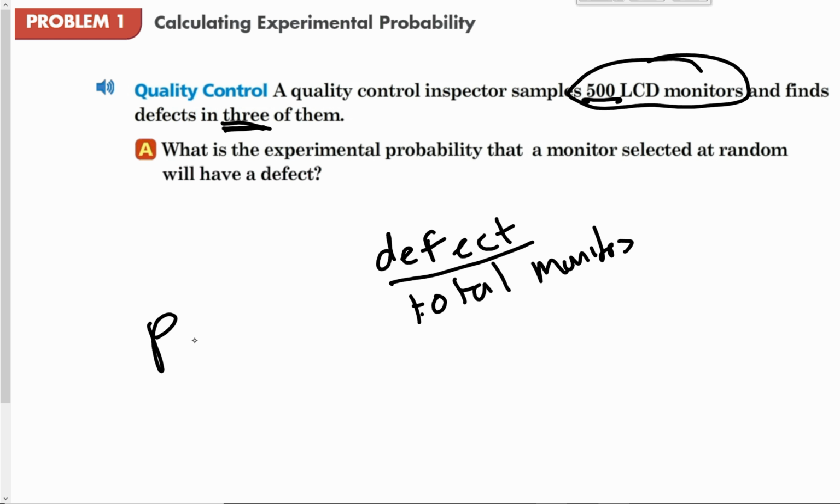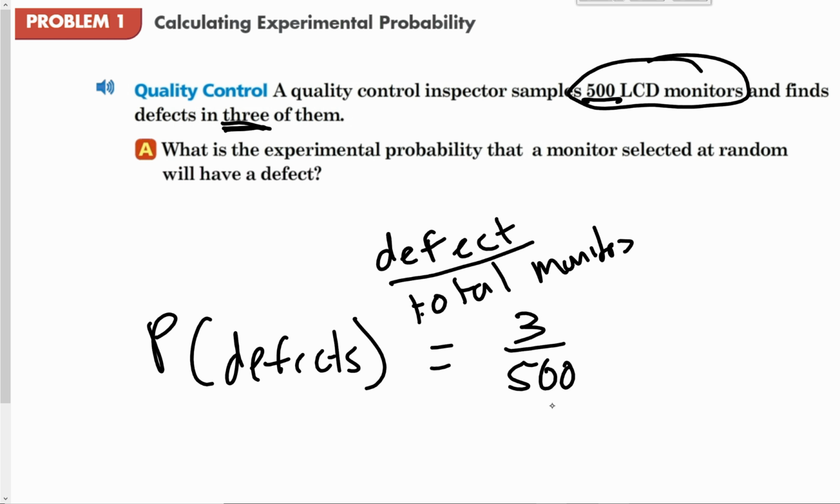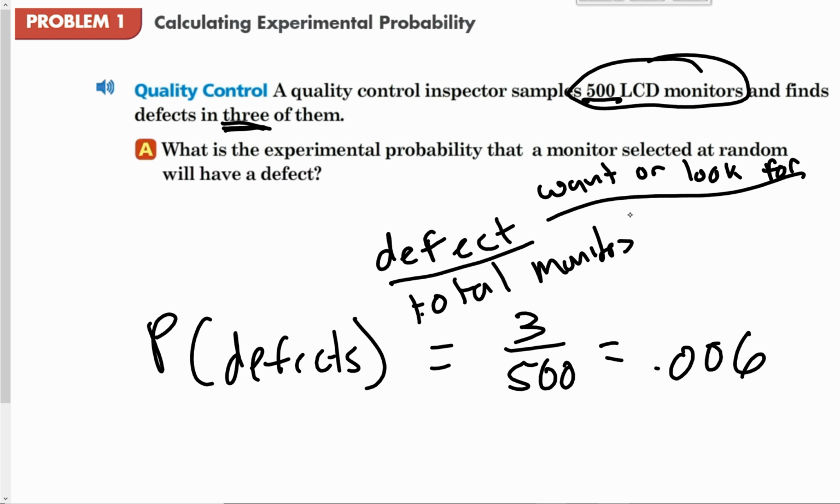So my probability of defects is 3 out of 500. And I can leave it like that. I could do a decimal. Let's see. 0.006, right? So I could do either one of those. All right, so there you go. That's kind of how you calculate it. What you want, or what you're looking for, over the total possible. And experimental is how many times you do it, or how many things you look at.